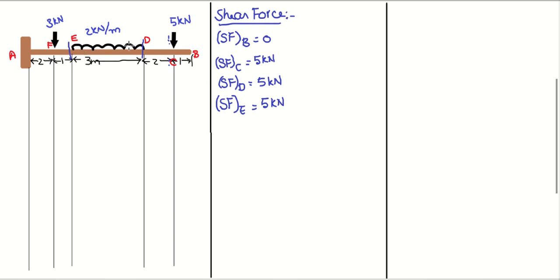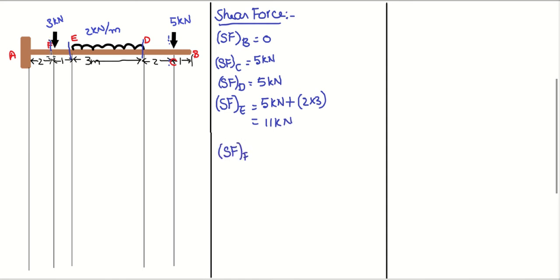When it is UDL, you have to convert it into a point load, which is acting at the center. So this is small w multiplied by the length it is spread over, that is 2 kilonewton per meter spread over 3 meter. In order to convert into the load, 2 kilonewton multiplied by the distance it is spread over, then you will get the point load. So that is 5 kilonewton plus 2 into 3, 6, that is 11 kilonewton. Next, shear force at F.